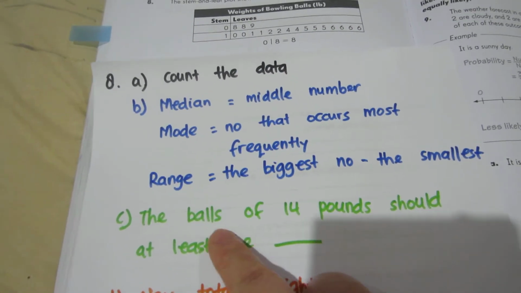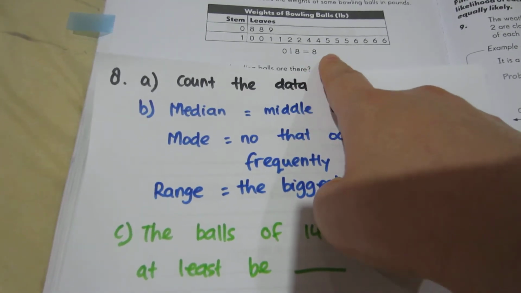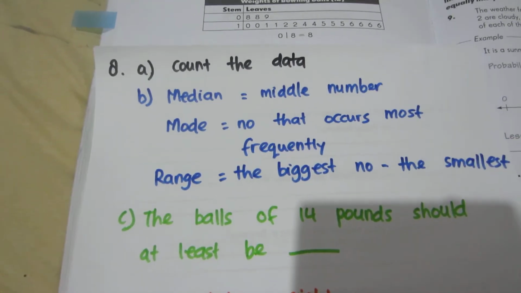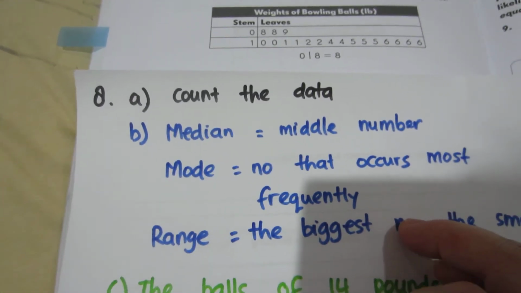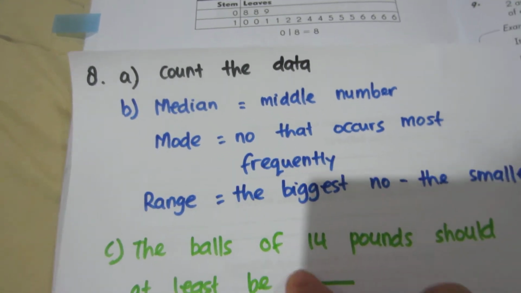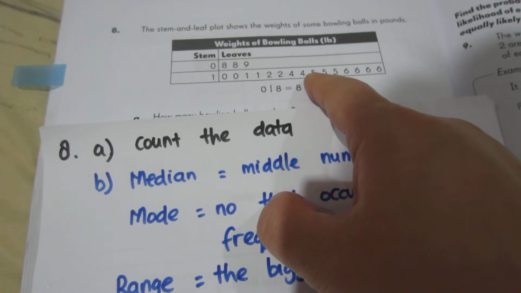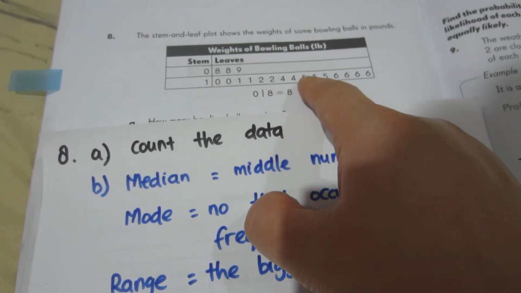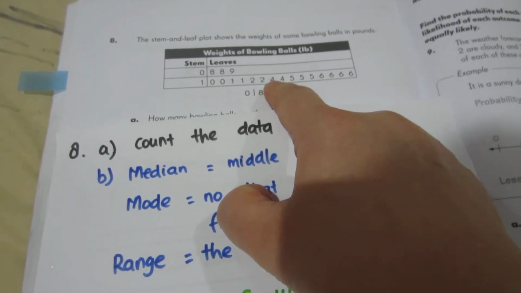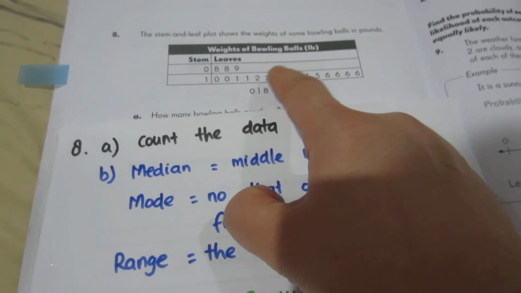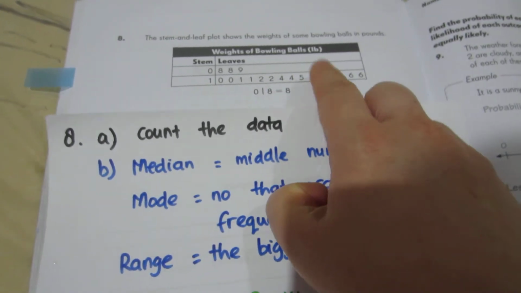And then they ask, the balls of 14 pounds should be at least how many? So how many should there be so that it can be the mode? Take a look at the number which is repeated again and again. If we want to change the mode into 14, how many should it be at least? So in here, the mode is 15, right? Because there are 3 of 15. If you want 14 to be the mode, that means 14 should occur at least 4 times to defeat the 15.